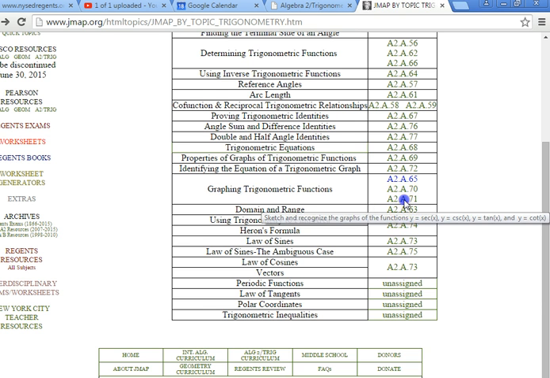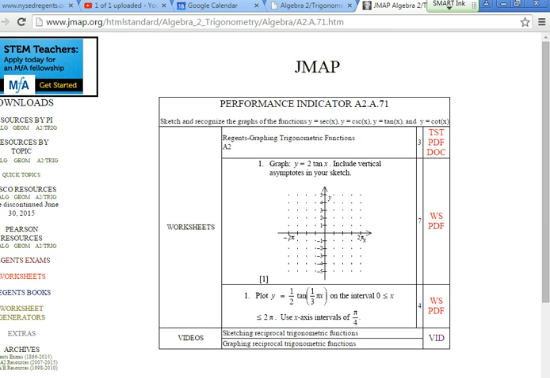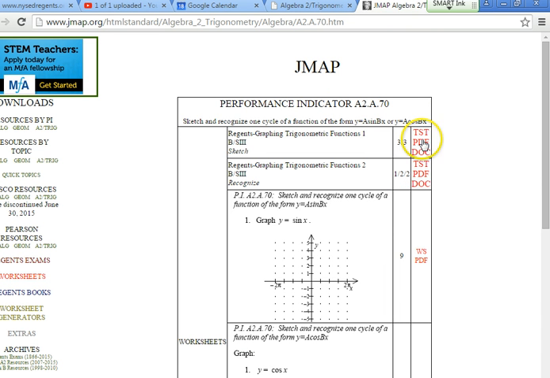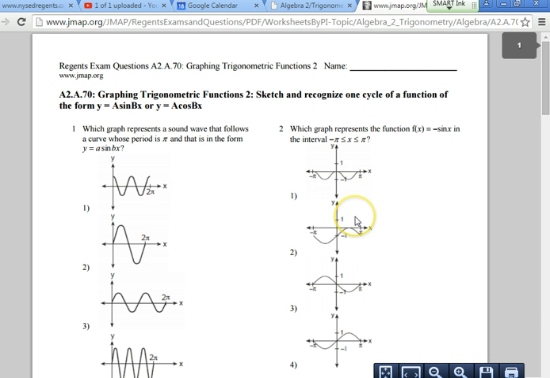Oh, all right. Let me do this because I'm right on the page. Oh, I don't want to do that one.